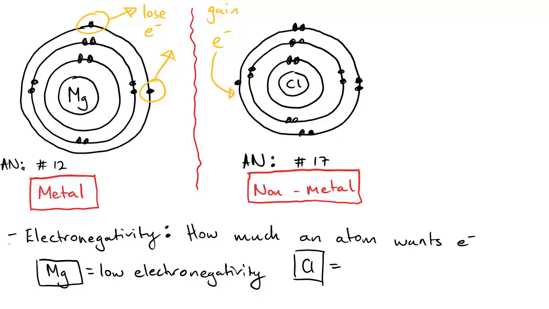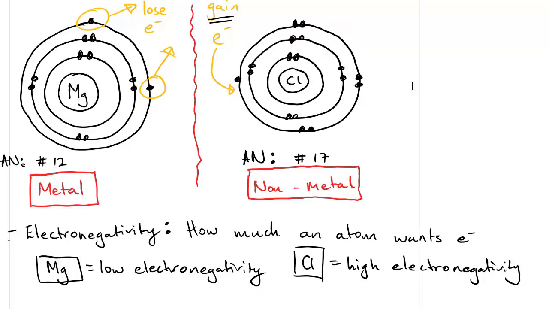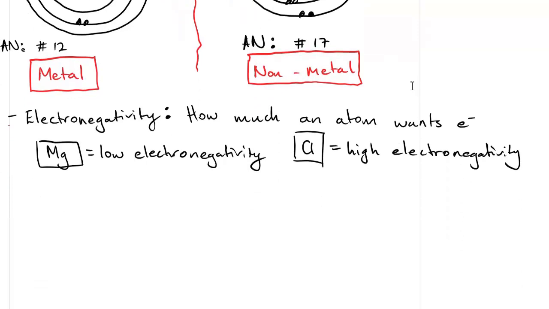Chlorine, however, has a high electronegativity. So chlorine, because it wants to gain electrons, the strength of pulling electrons from the outside environment towards a chlorine atom is going to be very strong, because it needs that electron to just stabilize itself. So it's going to pull electrons towards itself. So once again, we can create a trend from this. So as we go across a period from left to right, we know something about what the electronegativity is doing.